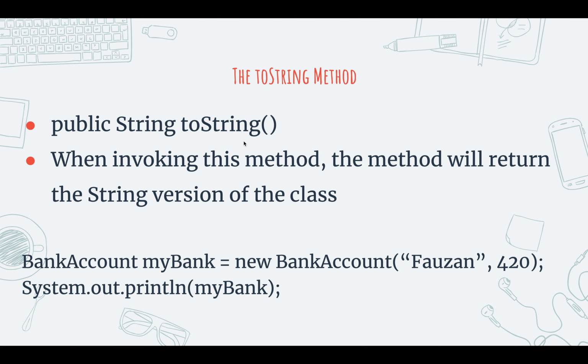However, when we invoke this method, we're left with this: BankAccount@1F and so on. And this is not really practical for us to use. It might be useful for the computer to use if you're going that route. However, for us, this really doesn't accomplish anything. So what do we do in this case? Well, we override it.